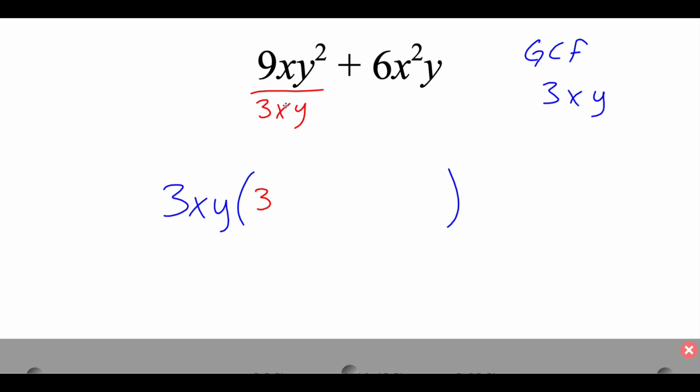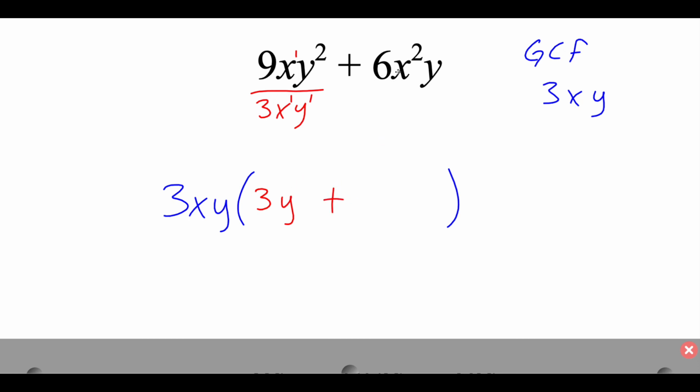I'm going to look at those x's next. On top, I have an x to the first. On bottom, I have an x to the first. So x to the first divided by x to the first, 1 minus 1 is 0. So there's no more x's left. Now, if I look at the y's, y squared divided by y to the first power, well, 2 minus 1 is y to the first power, but I don't really need to put the first power on that y.